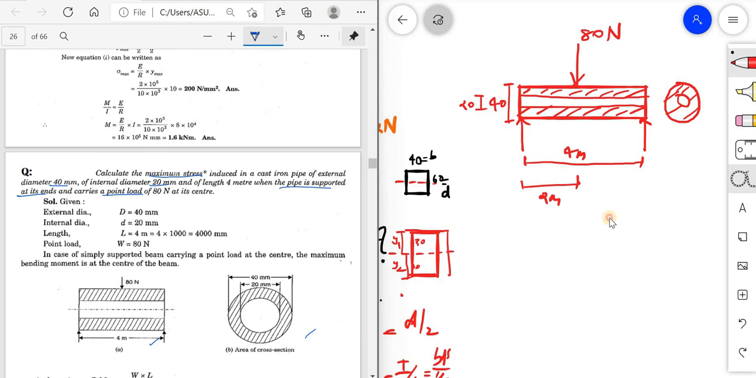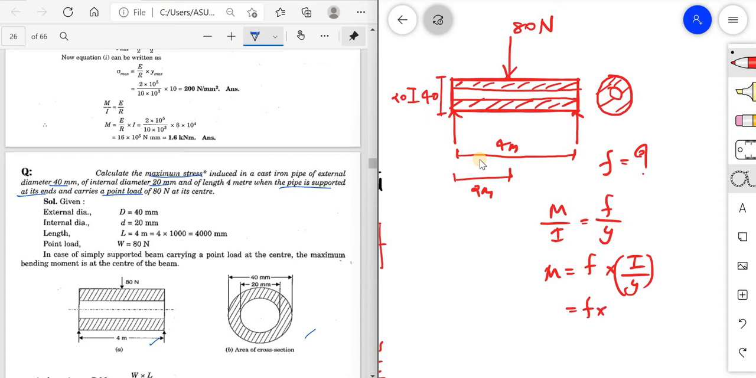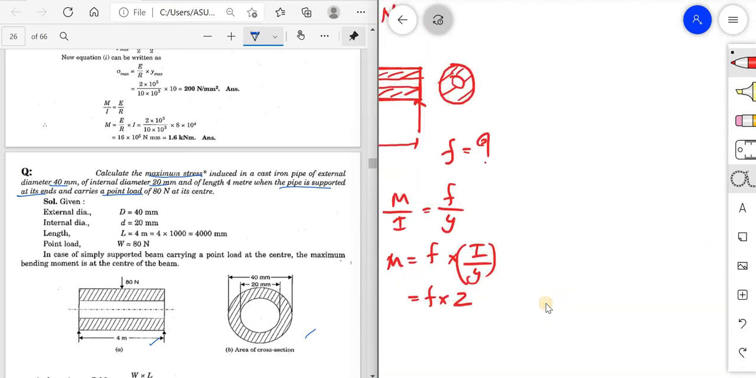So first, I am writing what all the details are given. Here the stress is to be found: F is equal to, I have to find F. So what is the equation I have? M by I is equal to F by Y. So again I can write M is equal to F into I by Y, and what is I by Y? That is F into Z. Now what is Z? Z is equal to I by Y max.